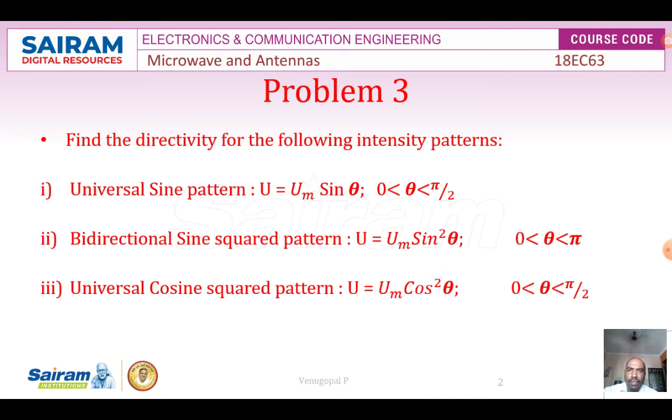Universal sine pattern: U is equal to Um sin theta. As I told you, for the universal pattern, theta lies between 0 and pi by 2. And for the bidirectional pattern, it should be 0 to pi, which means theta lies between 0 and pi. And for this one, phi is always ranging between 0 and 2 pi, either it is a universal pattern or a bidirectional pattern.